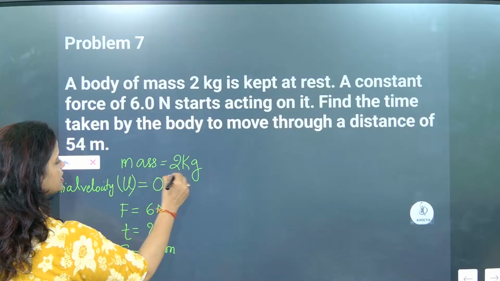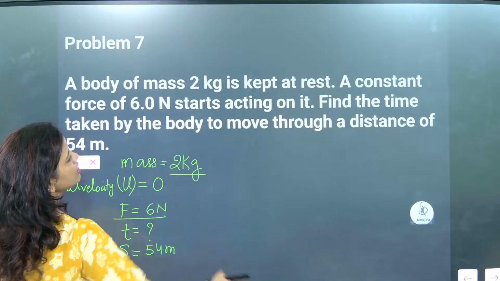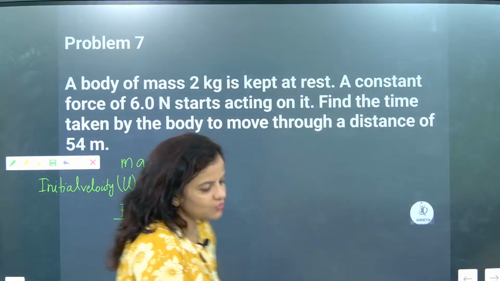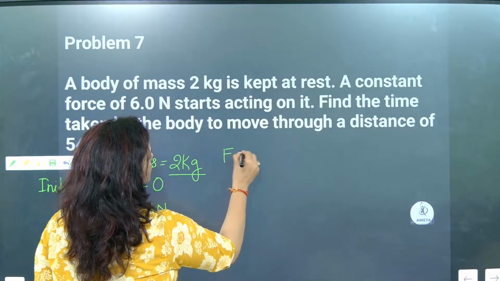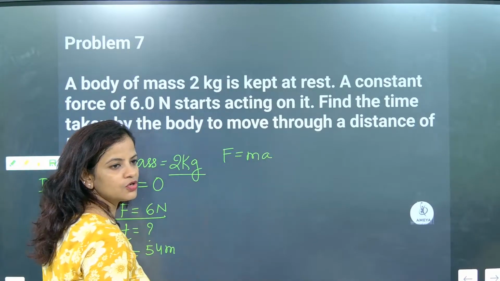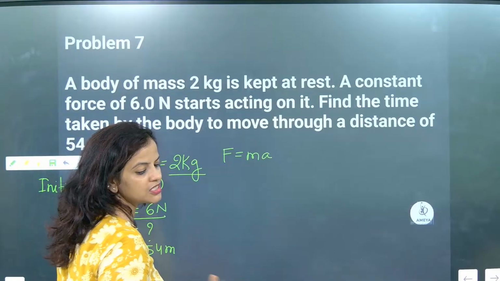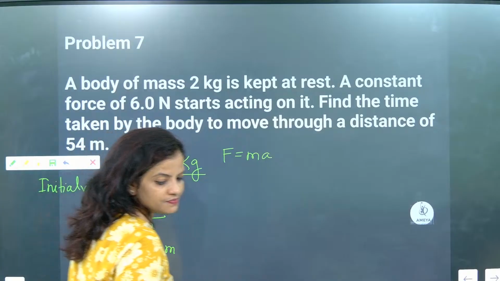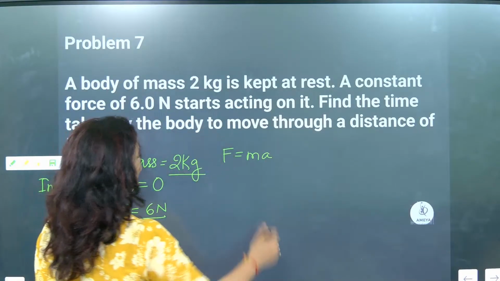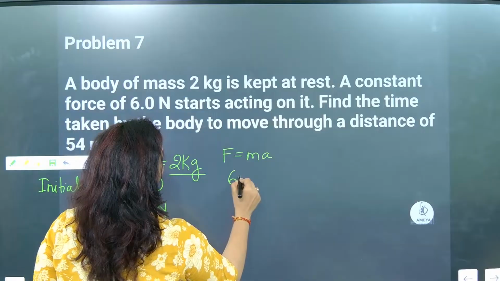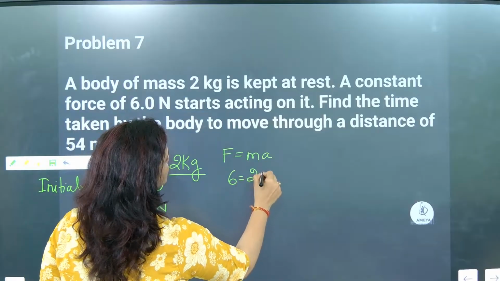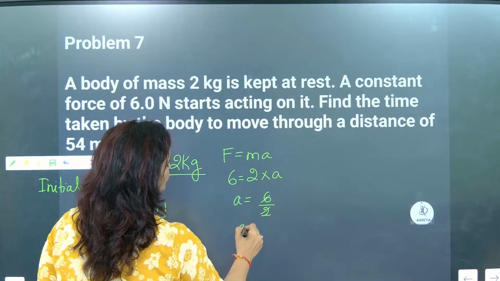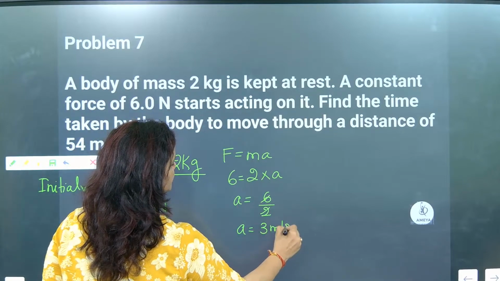Now here mass is given, force is given. First we need to find acceleration, because a constant force will generate acceleration. 100% you recognized it. Now look here, beta, force is equal to mass into acceleration. Once you are applying force, it is generating acceleration. So here 6 is equal to mass 2 into acceleration, which we don't know. So acceleration is equal to 6 by 2. What is the acceleration, beta? 3 meter per second square.